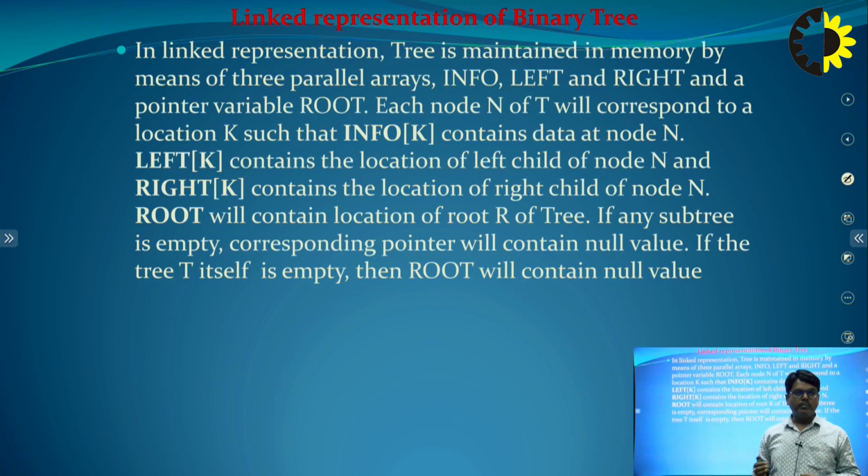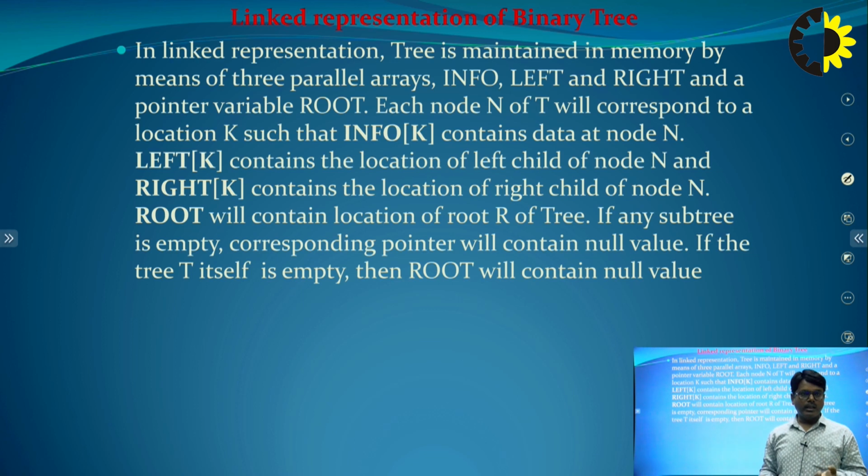Now, earlier was the array representation. Now, how is it represented with the help of a linked list? In linked list representation, the tree is maintained in memory by means of three parallel arrays, that is INFO, LEFT and RIGHT. This is the important part here for linked list representation, along with a pointer variable ROOT. A pointer variable ROOT is a must, because this is the root node which helps to identify a particular node, left node or right node, and the data that has been stored into that particular tree.